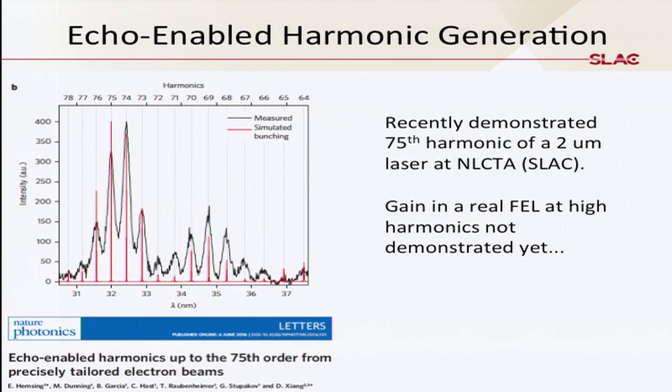And all of this, of course, with the echo, when you go to very short wavelengths, you have a lot of harmonics that are one over the harmonic number apart from each other, right? So when you send this into an FEL, you have to make sure that this is broader than the FEL gain, which normally it is.